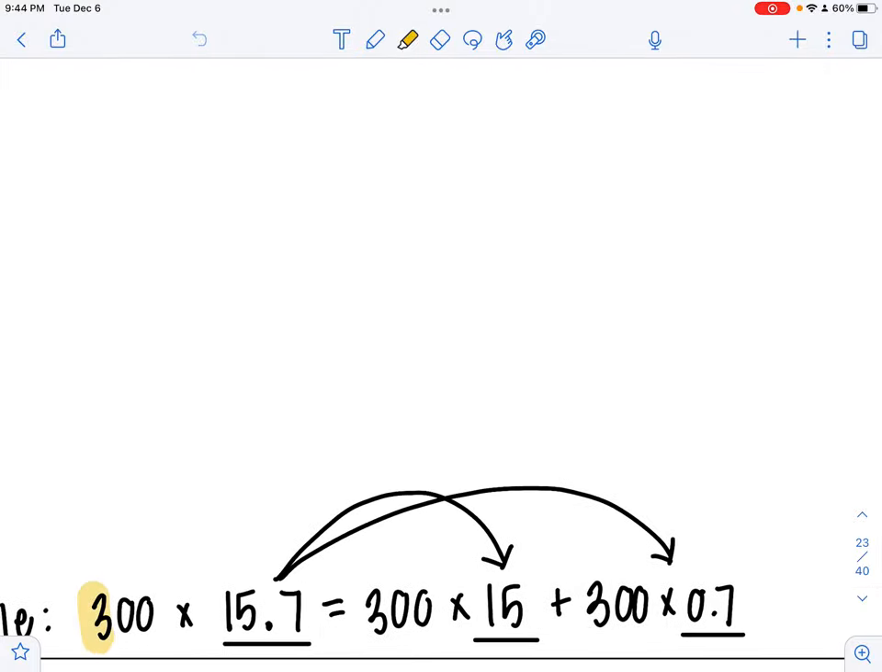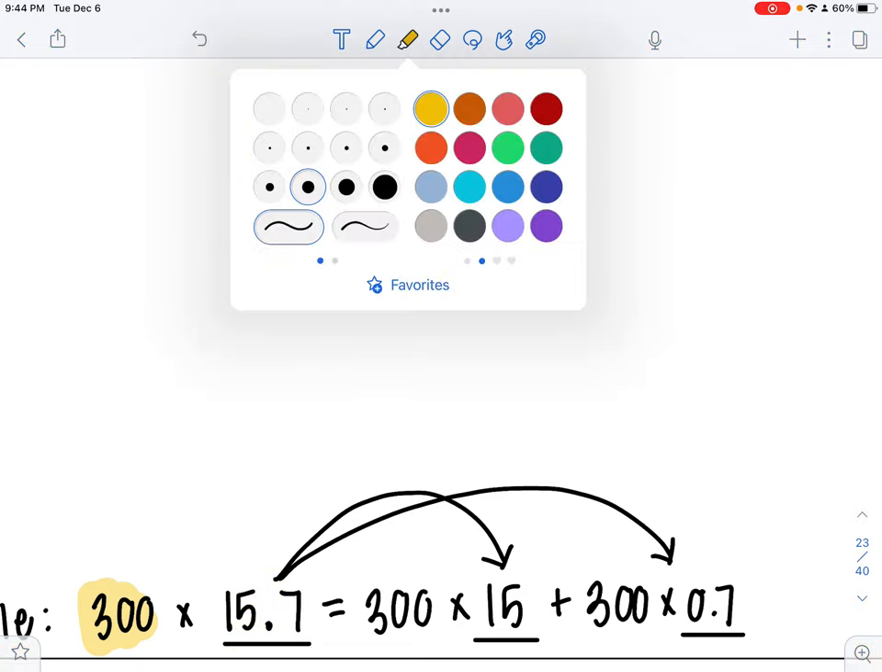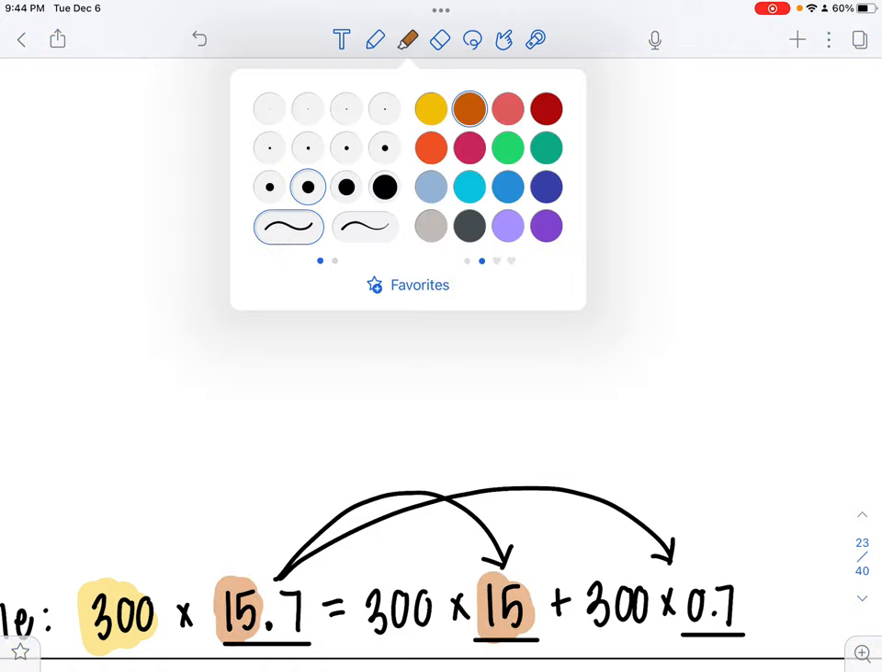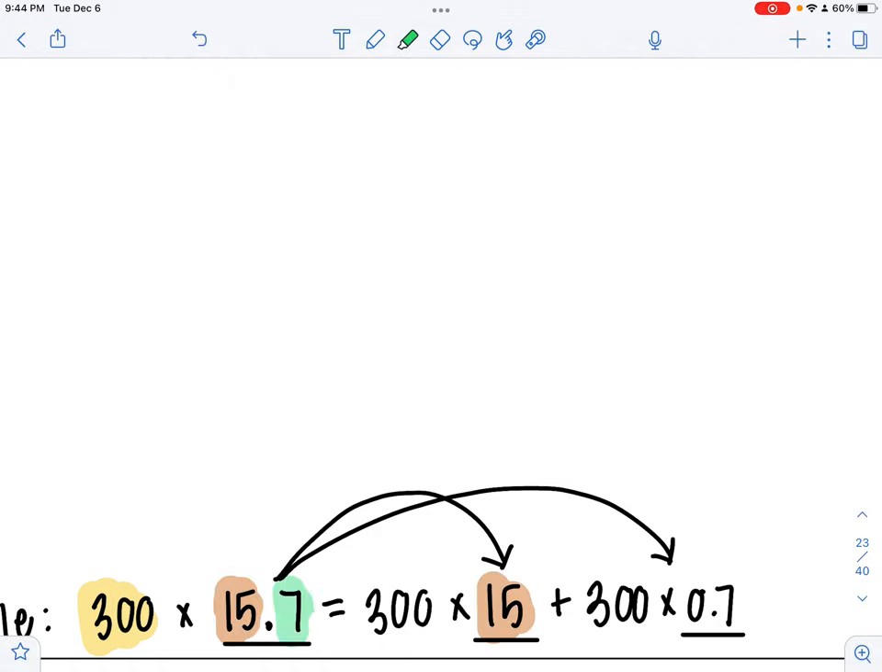Let's say I have 300 times 15.7. I took 15.7 and I split it up into a 15 and a 0.7. By splitting my decimal into two pieces, the ones place in greater and the tenths place in smaller, I can more easily multiply by my factor 300.